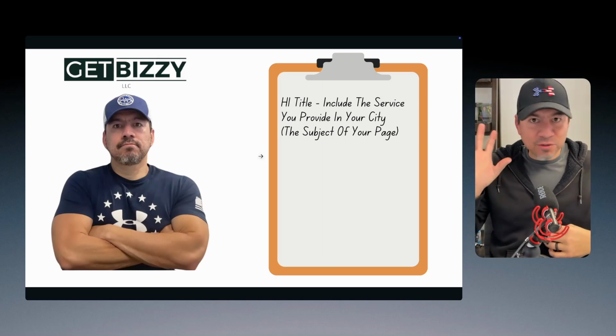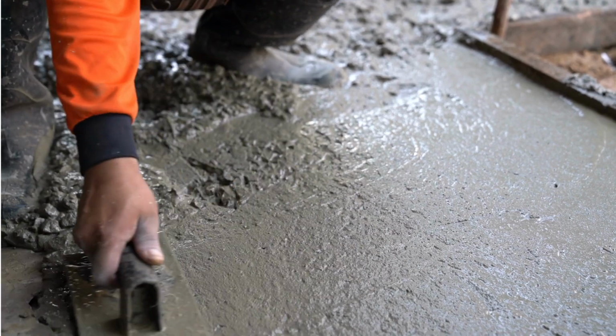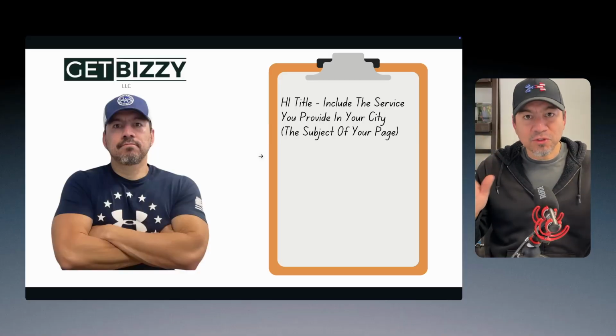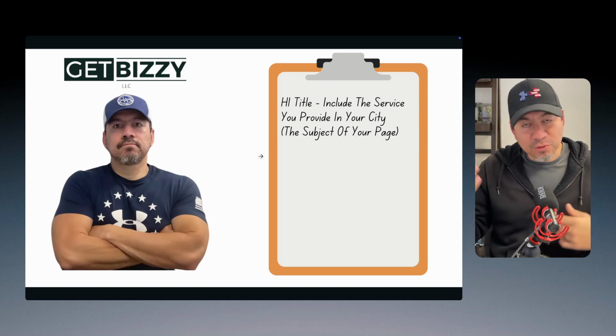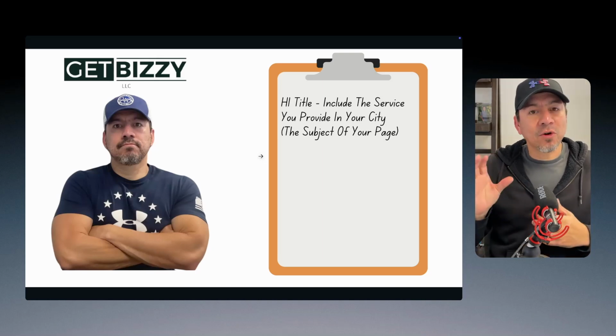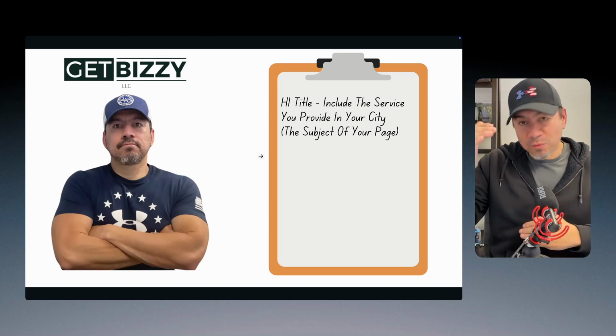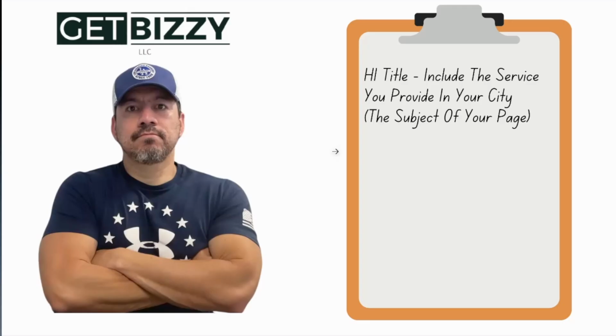Let's say we're going to use the example of a concrete contractor out in Fresno, California. Okay, let's say that's what you do. That's the service you provide. That's what you want to get found for, right? So what you need to think about is the very first thing you need to do, the subject of your homepage should be that you are a concrete contractor in Fresno, California.